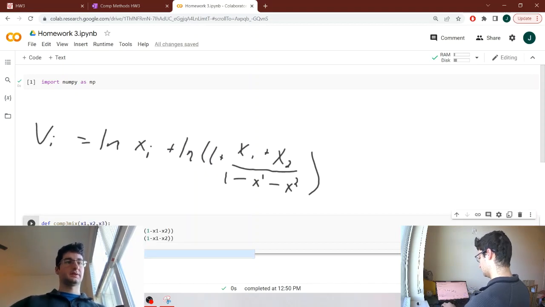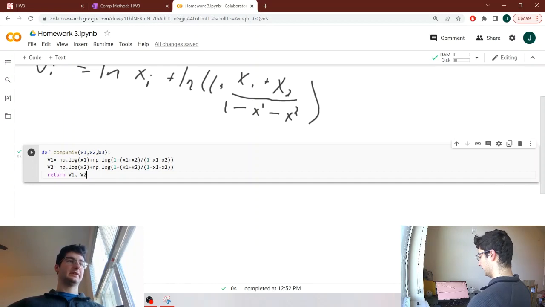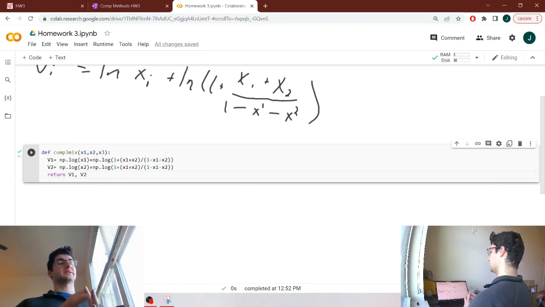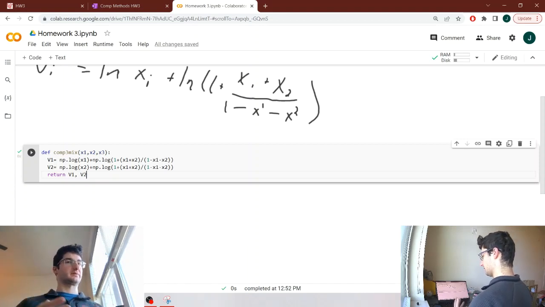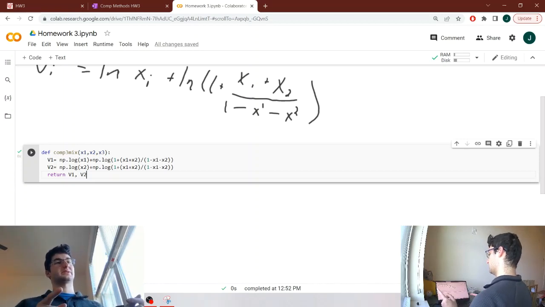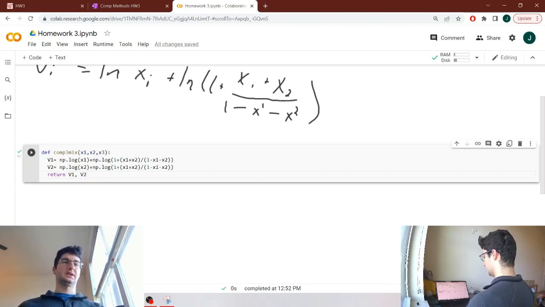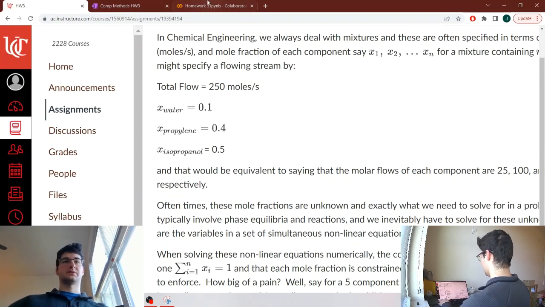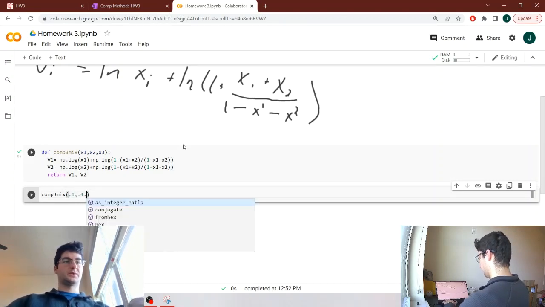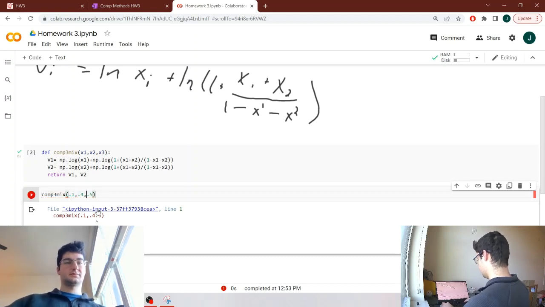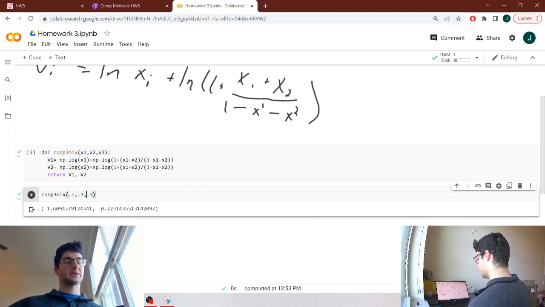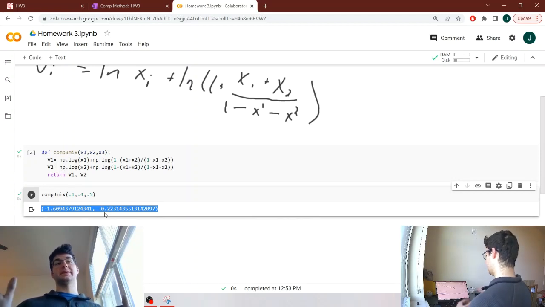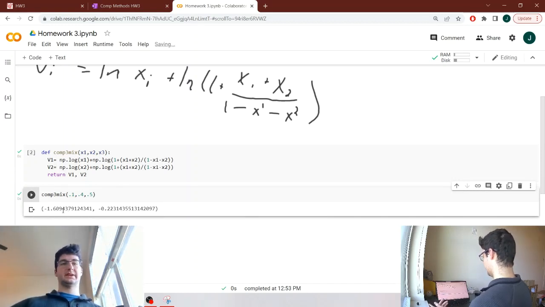And we'll return v1 and v2. Okay. So as you'll notice in this function, we don't actually use x3. That's because x3 gets calculated by that second equation that was shown in homework, where it's just 1 minus the sum of the rest of the mole fractions. So let's run it. Let's give it the values from the initial problem, 0.1, 0.4, and 0.5. Oh, commas are good. Bingo. So this quickly calculated our v1 and our v2 values right here. That just goes to show that, yes, they can be negative.